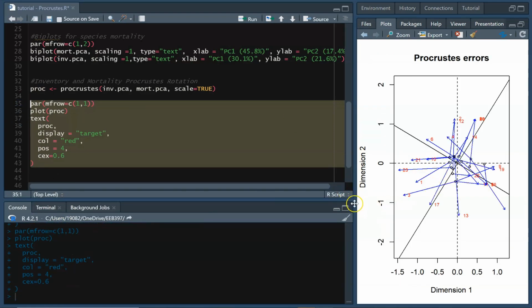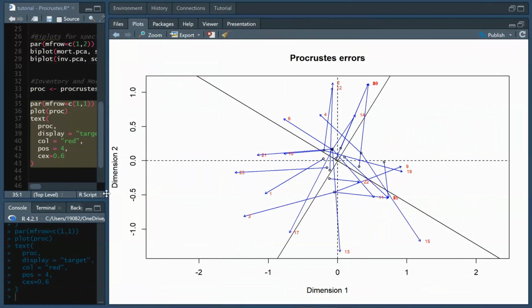When you render this plot, it seems like a lot's going on, so let's break this down. The vectors are representing the shifts in species inventory and mortality for each site, so each vector is for each site. Vector 22 for site 22 is relatively small, so that's telling us that for site 22 there was not a huge difference in the species that were present or absent and the species with observed road mortality. In other words, inventory and mortality are more or less proportional here, which is what would be expected if there is no species-specific vulnerability. But what we see with most of the sites is that they have really large vectors.